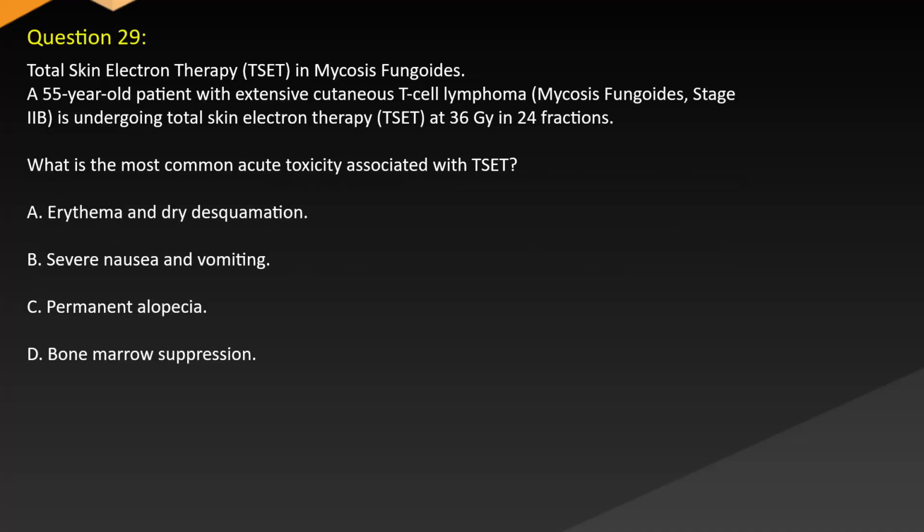Question 29. Total skin electron therapy (TSET) in mycosis fungoides. A 55-year-old patient with extensive cutaneous T-cell lymphoma, mycosis fungoides, stage I, is undergoing total skin electron therapy (TSET) at 36 Gy in 24 fractions. What is the most common acute toxicity associated with TSET? A. Erythema and dry desquamation. B. Severe nausea and vomiting. C. Permanent alopecia. D. Bone marrow suppression.